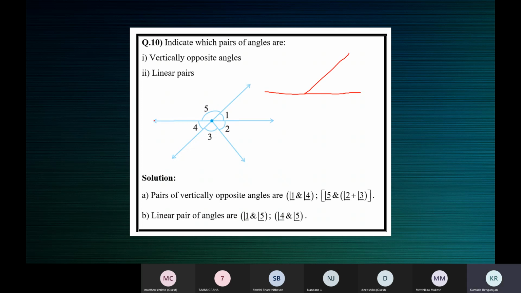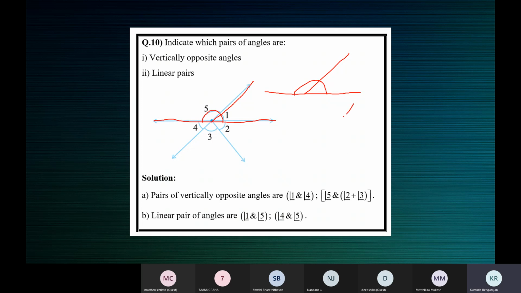So look at the straight line. Look at this straight line. And there is a ray on it. So angle 1 plus angle 5 is equal to 180. Angle 1 plus angle 5. So angle 1 and angle 5 form a linear pair of angles.